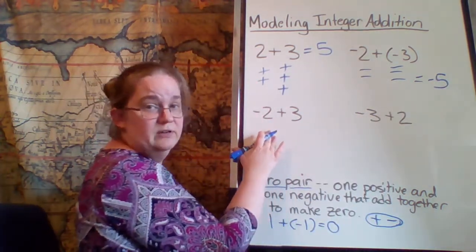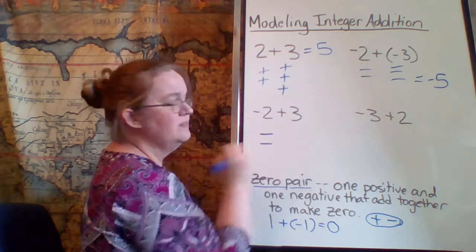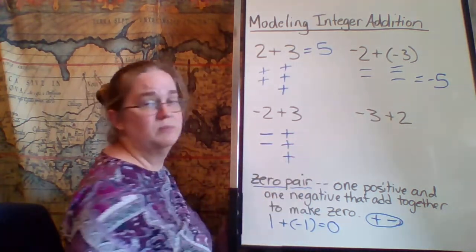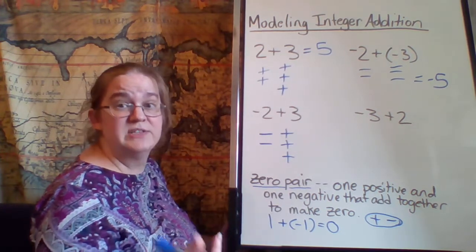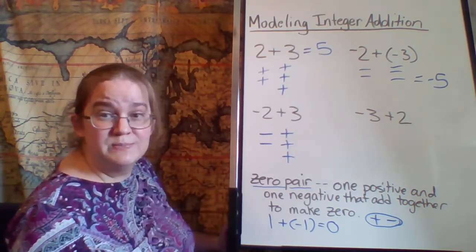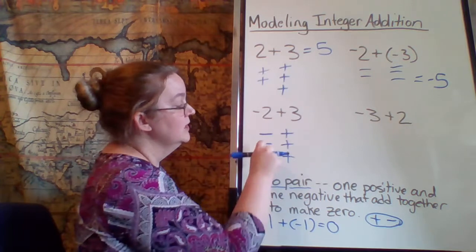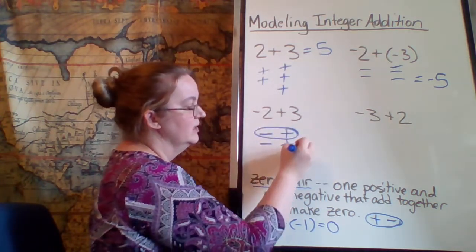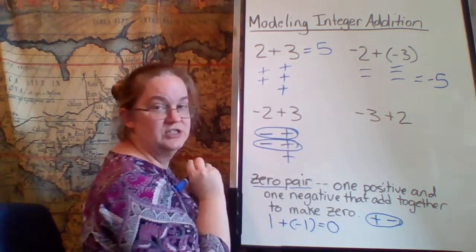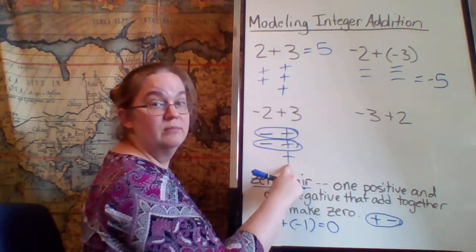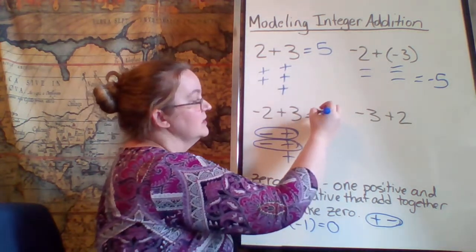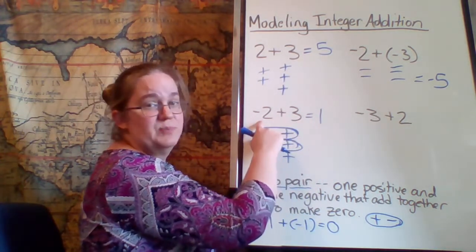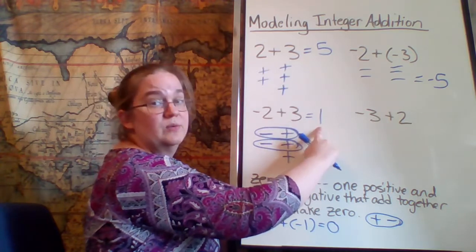Okay, over here, I've got 2 negatives, and I've got 3 positives, and this is where it gets interesting because I have 2 different things. I have positives and negatives, so I want to make as many zero pairs as I can. So I'm looking for a positive and a negative that will cancel each other out. A positive and a negative that will cancel each other out. I'm left with one positive. And so the answer to this is just +1. It's like I have $3, I spend 2, and I'm left with 1.